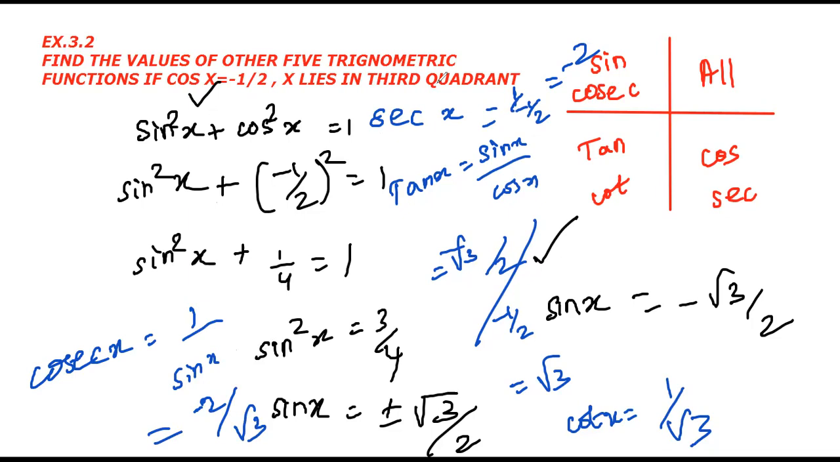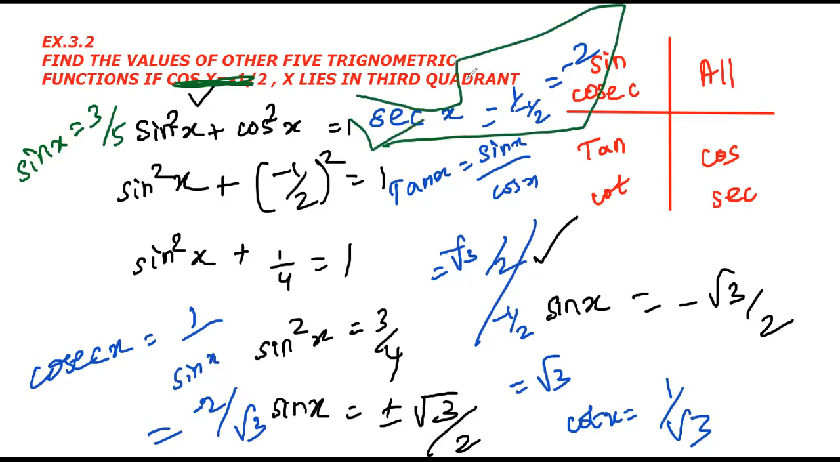Okay, next question I'll give you as homework, Srishti. Same question, just you have to change this to sec x equal to negative 2. Ma'am, sec will be negative 2, right? Yes. Sec is negative 2. Sec is the reciprocal of cos.